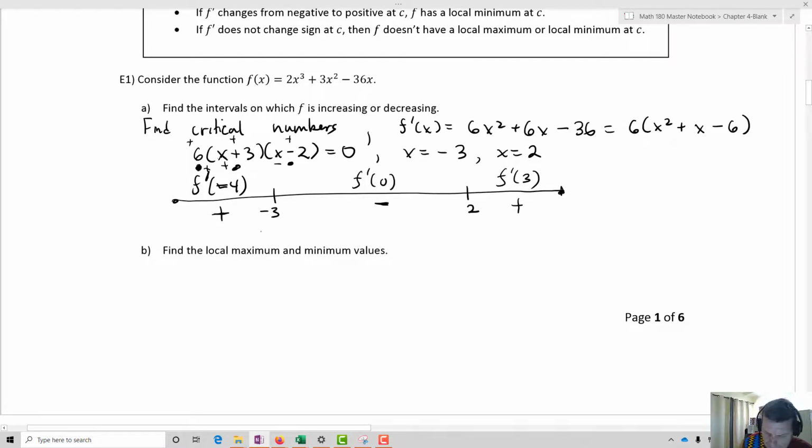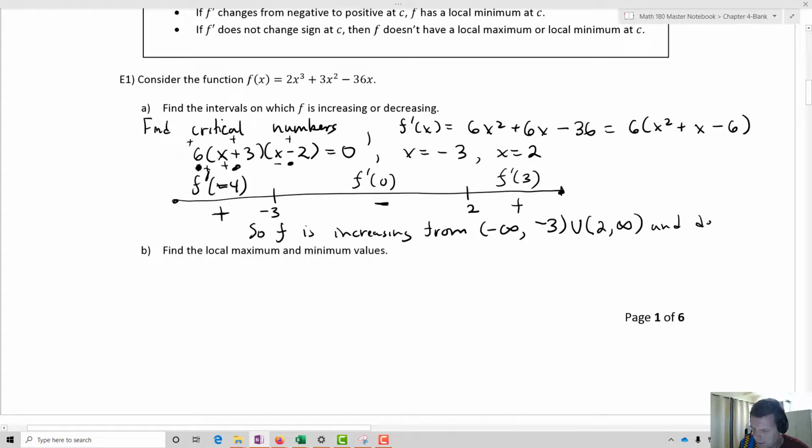So what we get there is that f is increasing from negative infinity to negative 3, not at 3, by the way, union 2 to infinity, and decreasing from negative 3 to 2. So what did we do there? In order to determine where our function was increasing or decreasing, we took the derivative and set it equal to 0 to find our critical numbers, those places where it's going to change from increasing to decreasing.